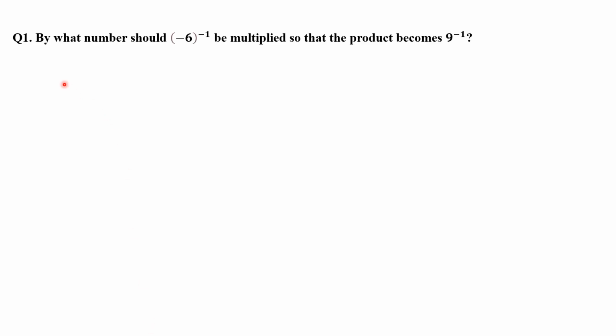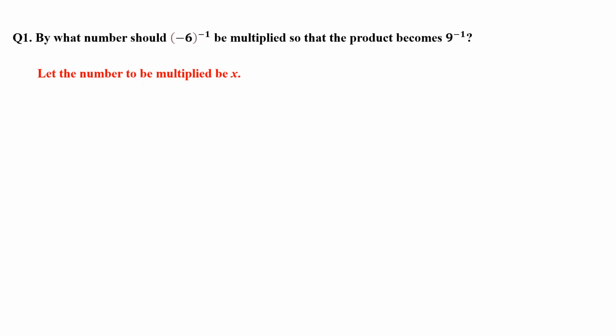Question number 1. By what number should minus 6 whole to the power minus 1 be multiplied so that the product becomes 9 to the power minus 1? So we know that in such type of question, what number to be multiplied, divided, added or subtracted, we first assume let the number be x. So here I will assume let the number to be multiplied be x.